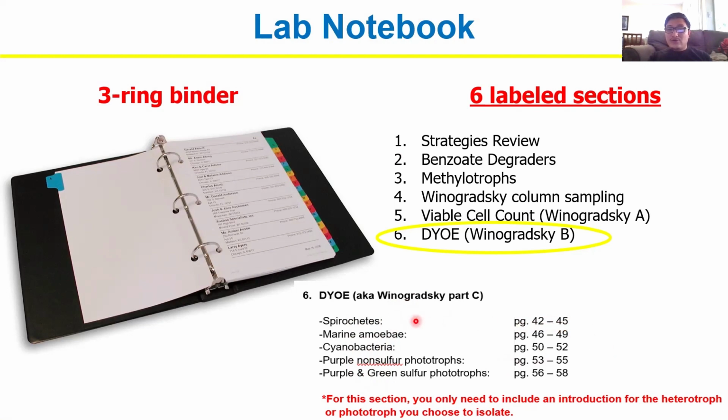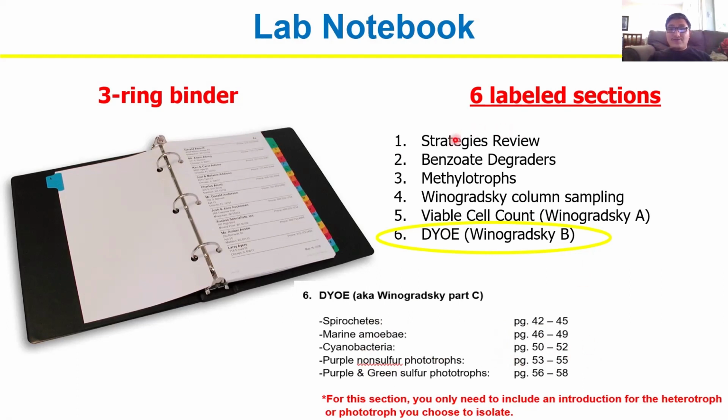So if you happen to get spirochetes, you don't even have to worry about including in your lab notebook any of the other 4. But for quiz purposes, you do have to know information about all of them. For the purpose of the lab notebook, you only need to include what you choose to do. We're going to choose later in the quarter, so you don't have to worry about it. I just wanted to make sure that you know about that.